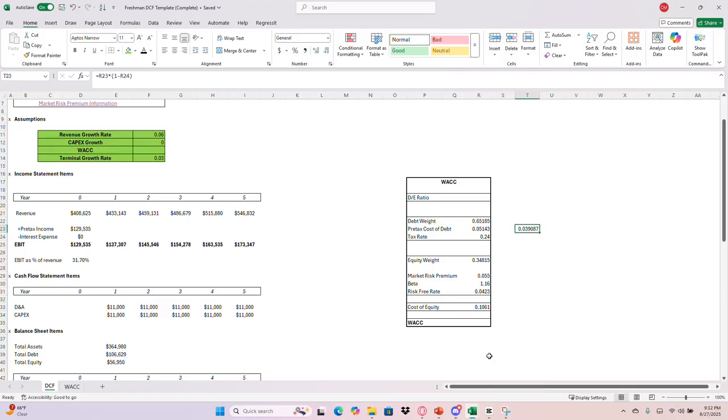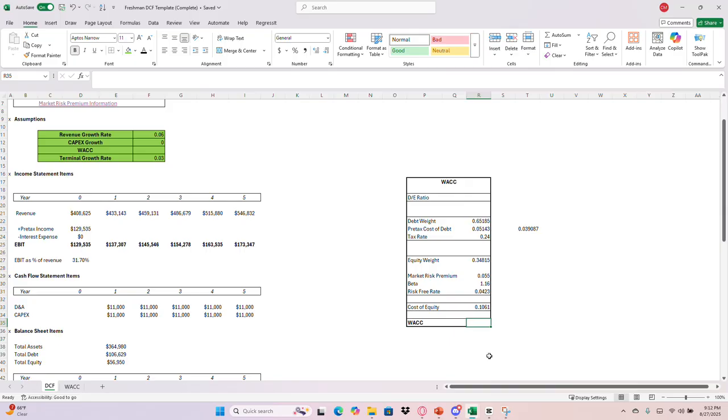So something that I will say for this is that when we calculate WACC, we use after-tax cost of debt. So something I want to do really quick, and you can do this as well, is I just want to take the pre-tax cost of debt and multiply it by 1 minus the tax rate to find our after-tax cost of debt, which is 3.9%.